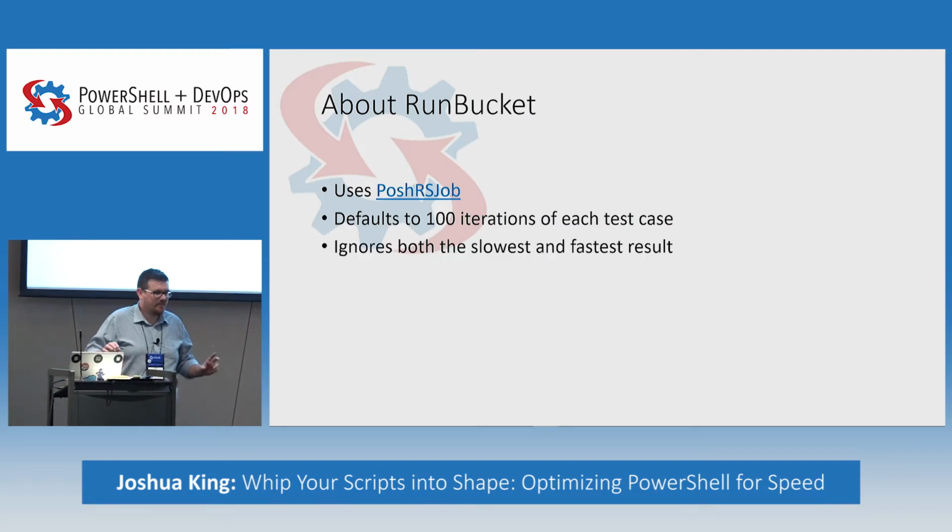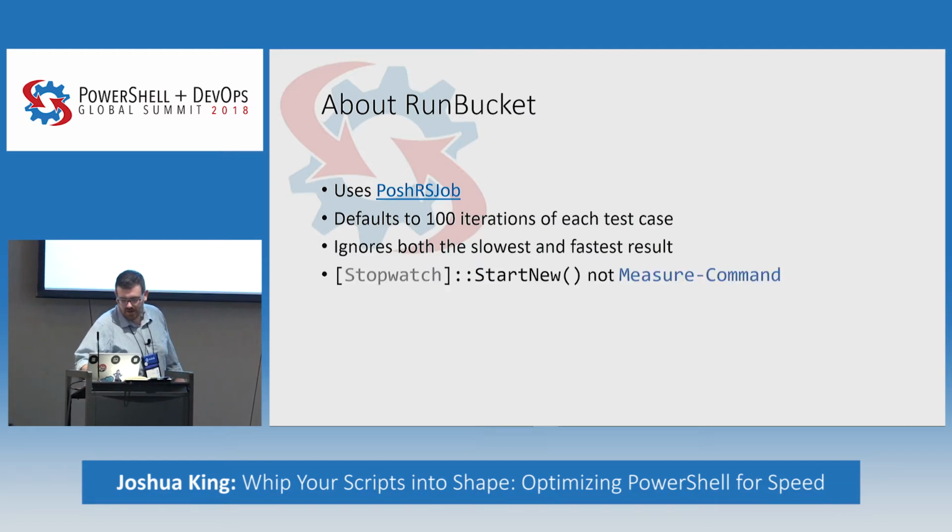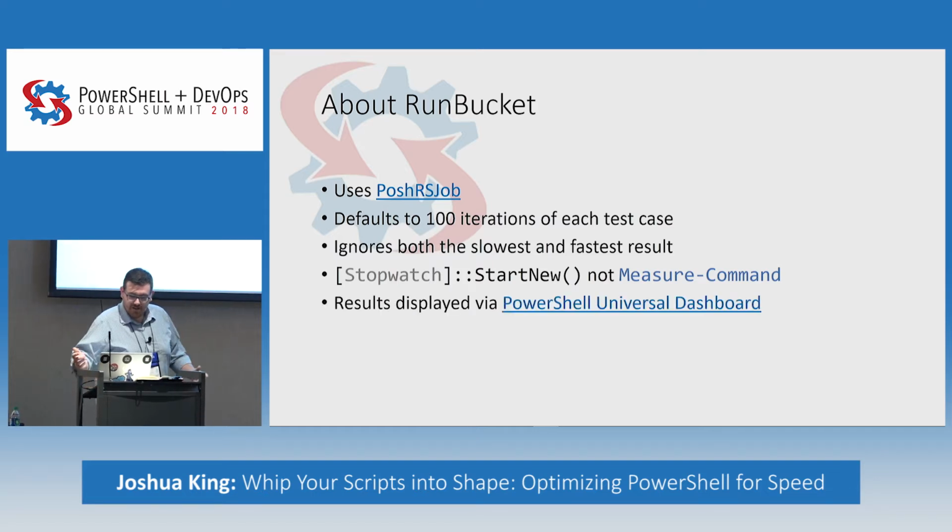Just in case of any massive outliers, I'm ignoring the slowest and the fastest run of each test in both the control and the variant. And I'm using the stopwatch class rather than Measure-Command. This really only comes up in the first example, spoiler alert, but Measure-Command tends to ignore console output. So if that's part of what you're testing, it might not be the best fit for measuring things. And again, another module, I'm using PowerShell Universal Dashboard to display the results.